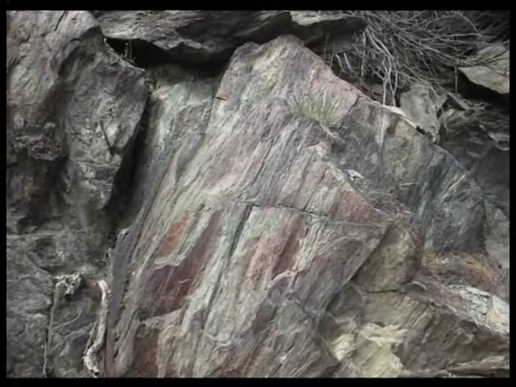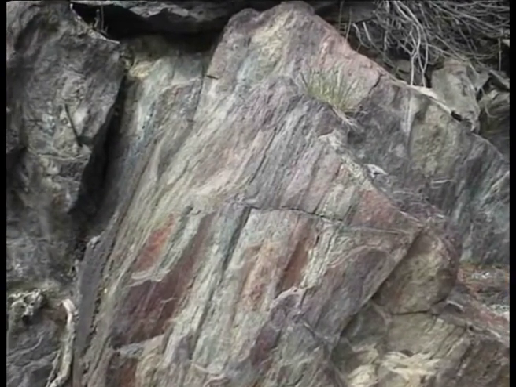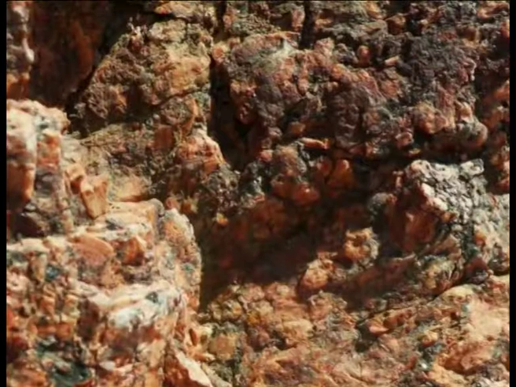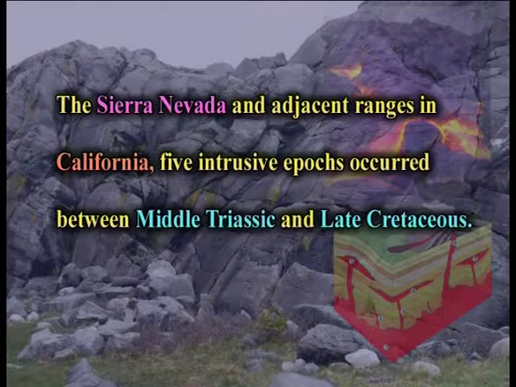Stocks. Stocks are similar to batholiths, but the surface area is arbitrarily fixed at less than 50 square kilometers. Radiogenic methods of dating have been applied very successfully in unraveling the history of batholiths. In the Sierra Nevada and adjacent ranges in California, 5 intrusive epochs occurred between Middle Triassic and Late Cretaceous. Each epoch lasted 10 to 15 million years and took place at intervals of about 30 million years. These intrusive epochs were associated with regional deformations.